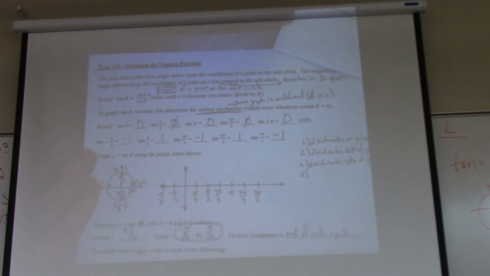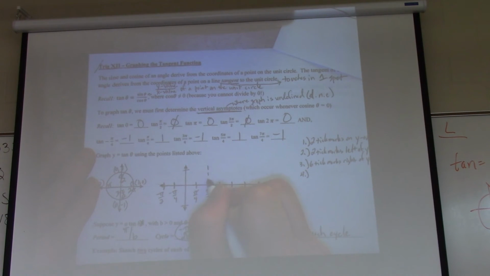So let's go right to where pi over 2 is and draw a vertical line. It's a dashed line that is vertical. That's called a vertical asymptote. And I'm going to go to 3 pi over 2 and do the same thing.